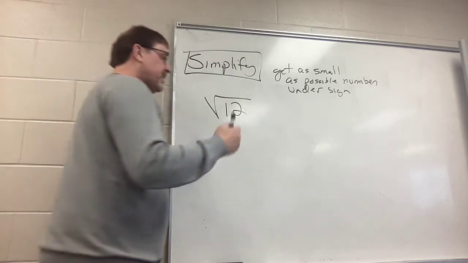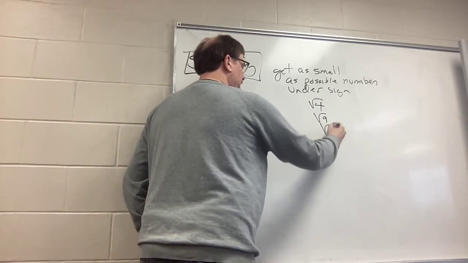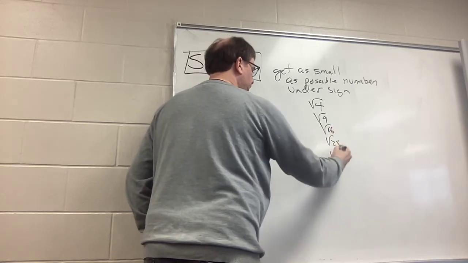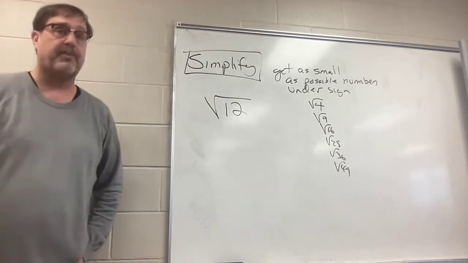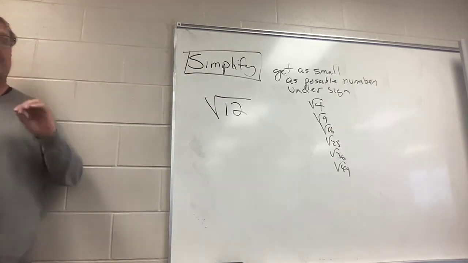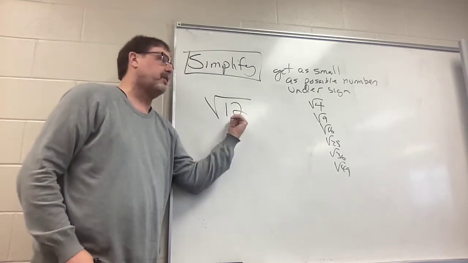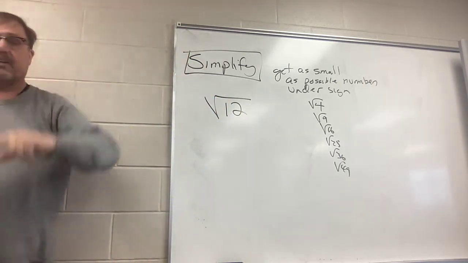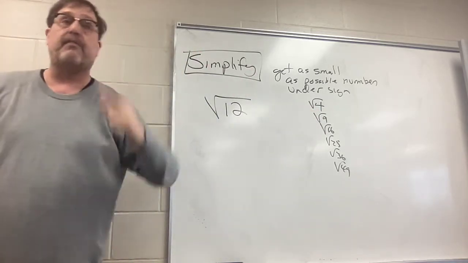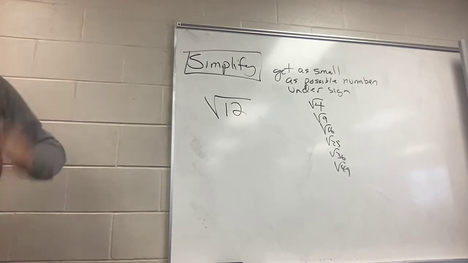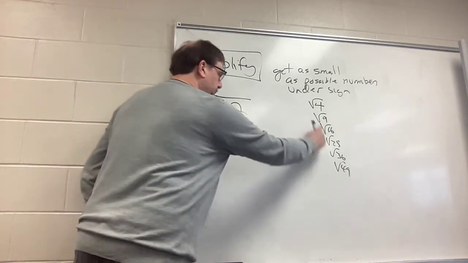The list, the last day I was here, of perfect squares was square root of 4, square root of 9, 16, 25, 36, 49. It goes on and on. We may need some of the higher ones. What you try to do is see if any of these perfect squares go into our number. You use a calculator and go 12 divided by 4, or if your head can do it, you do that. Either way, does 4 go into 12? It sure does. Is 4 the biggest of these numbers?